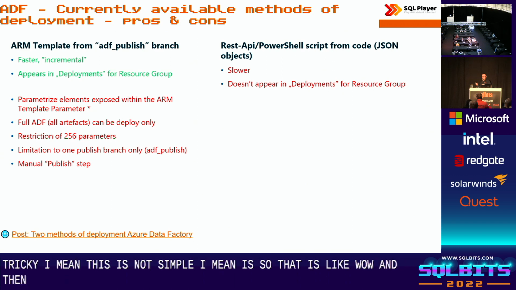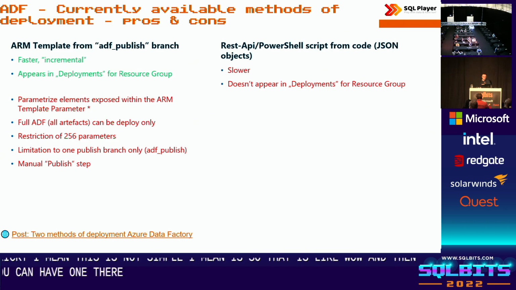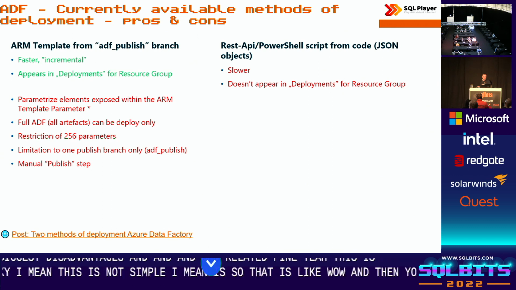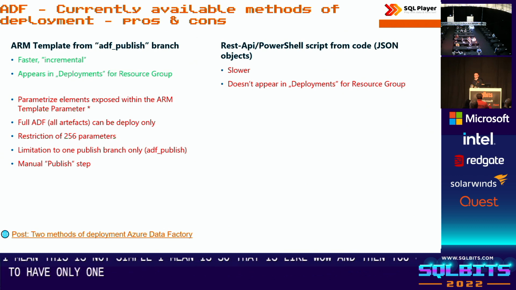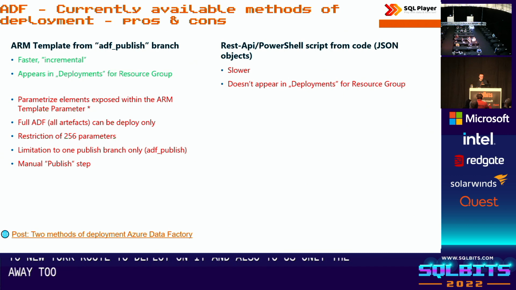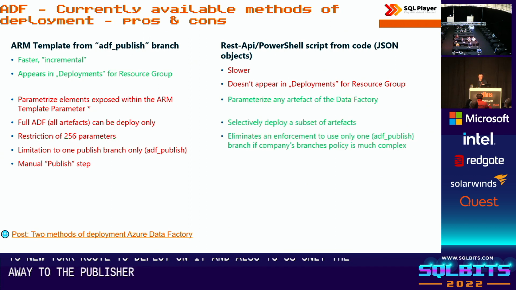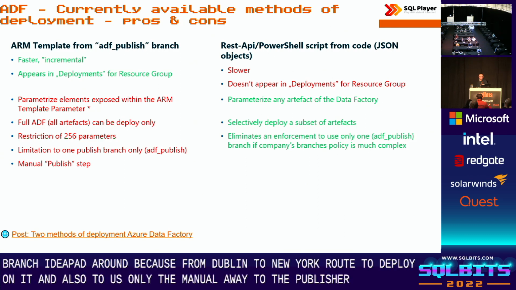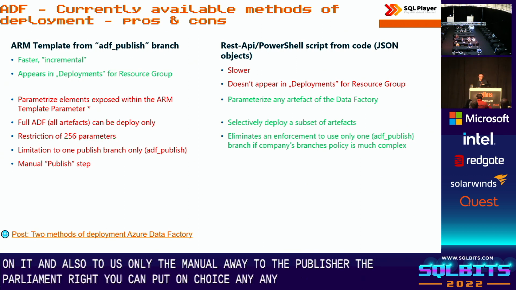And then the other limitation is that in the ARM template you can have only 256 parameters. There was also the limitation of having only one ADF publish branch, because from that branch you could deploy only. And also, it was only a manual way to publish ADF. What is good about using the approach with PowerShell? Actually, you can parameterize any artifact in Azure Data Factory.